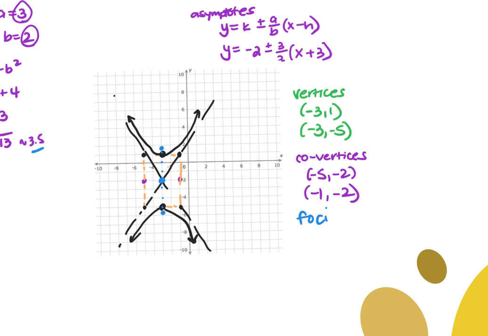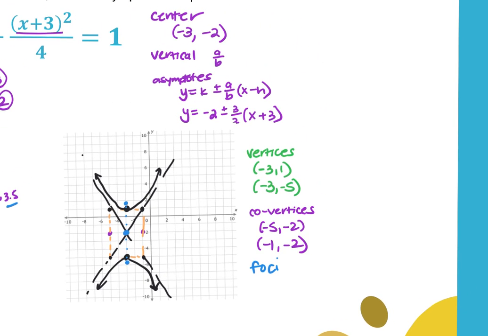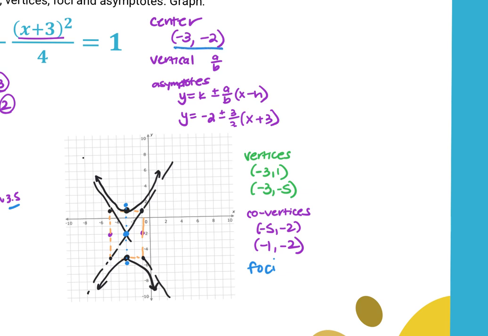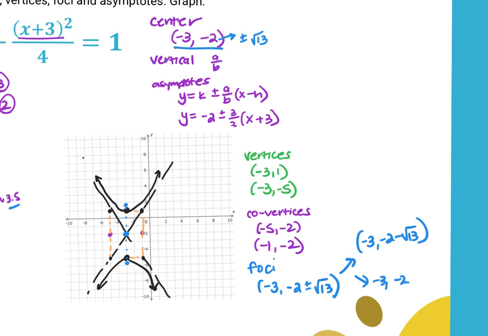But when you're giving these coordinate points, they have to be exact. We adjusted the y coordinate because it's vertical. So if I come to my center, I'm going to take the y coordinate and add and subtract the c, which is square root 13. So my foci are at negative 3, negative 2, plus and minus square root 13. Or you could write it out separate: negative 3, negative 2 minus root 13, and negative 3, negative 2 plus square root 13.